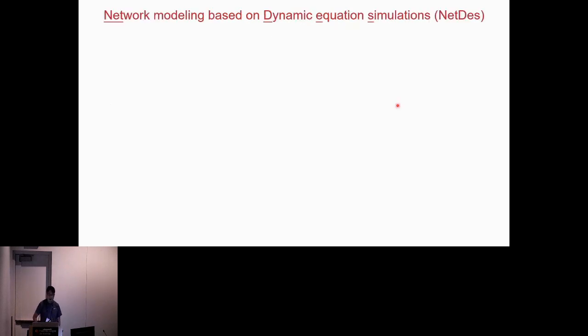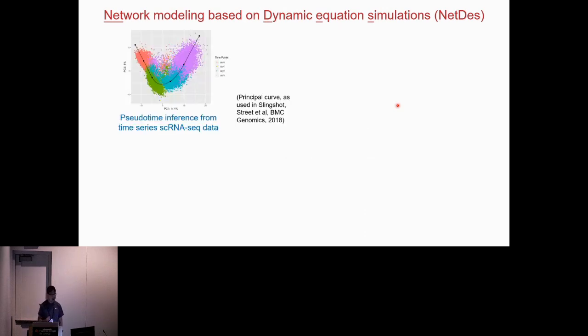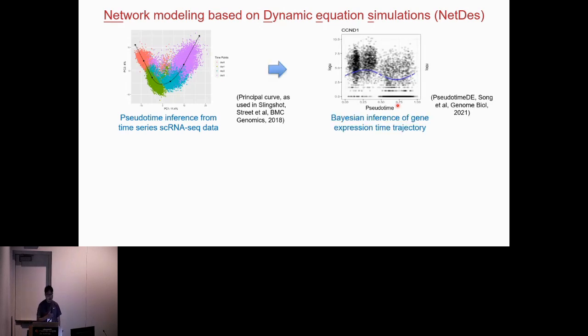The method is called network modeling based on dynamic equation simulations, or NetDAS. We first do pseudo-time inference. It's pretty straightforward in this case. We can use a principal curve, and then we align the gene expression for every gene along the pseudo-time. As you would expect, it's pretty noisy. And we apply a method called pseudo-time DE, developed by Professor Jessica Lee's lab.